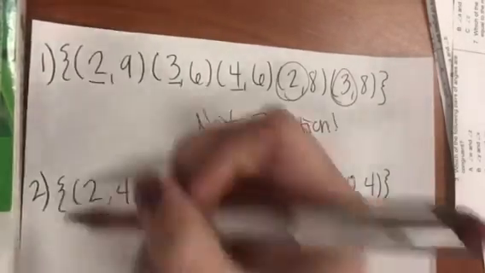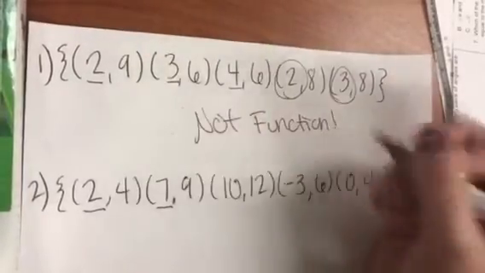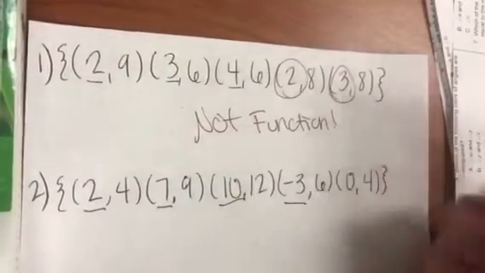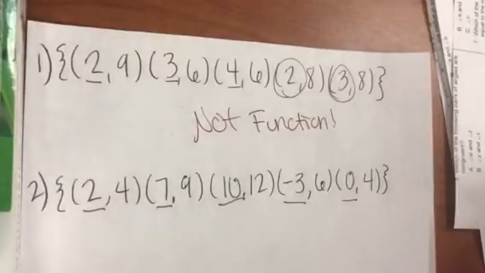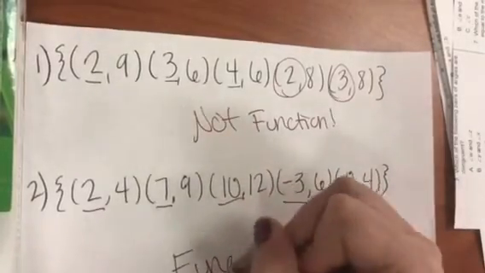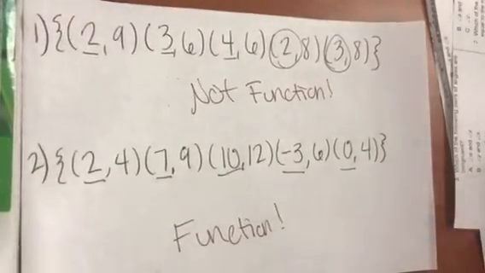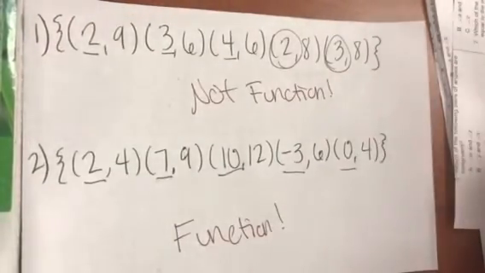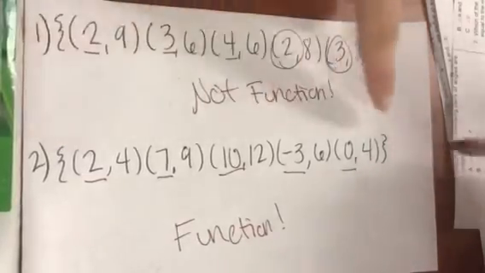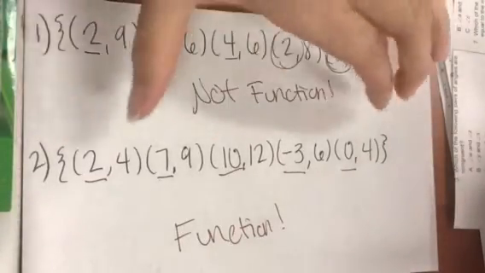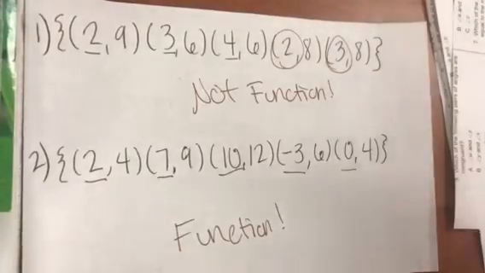Now let's look at this one. 2, 7, 10, -3, 0. All different, so it's a function. I know some of you guys might be going, but what if there was one I didn't know about? Well, it's not in the set. We're being asked about these little curly brackets right here, it's called a set. So this is it. There's no more. You don't have to worry about what's not there.